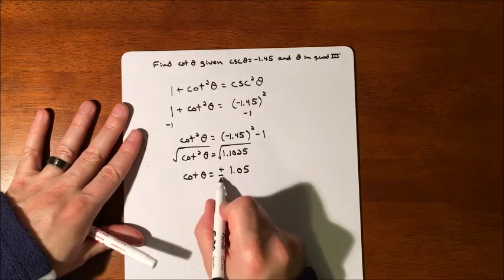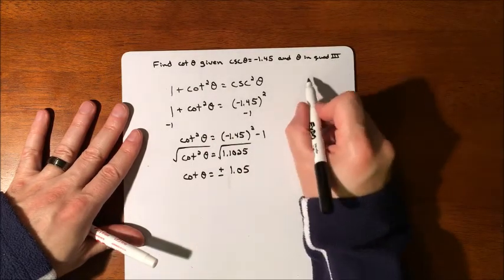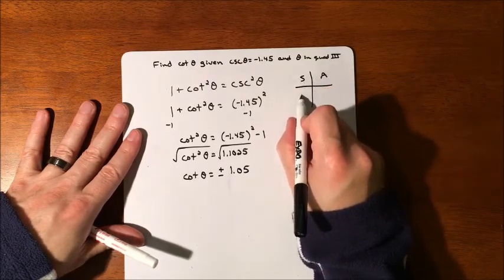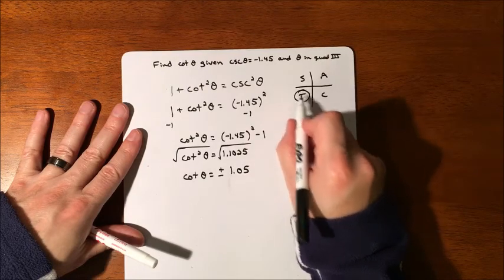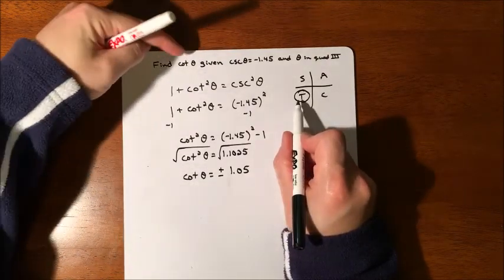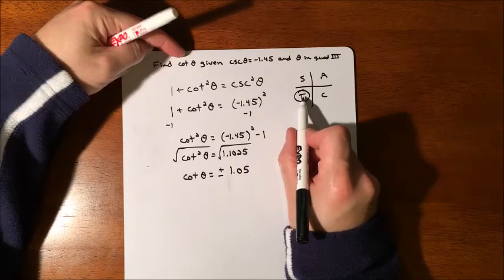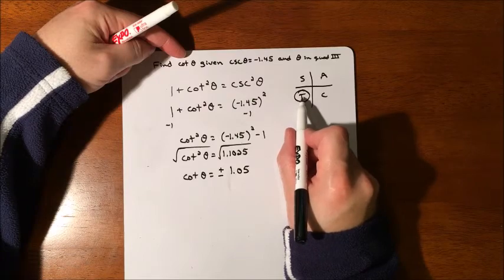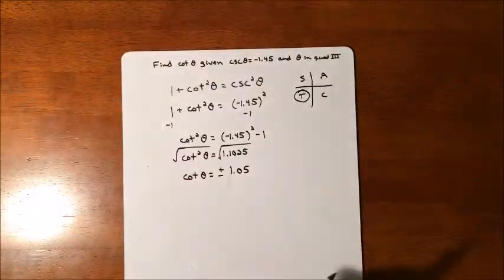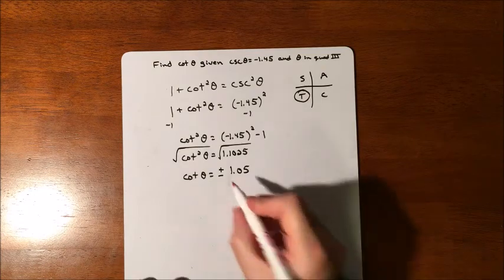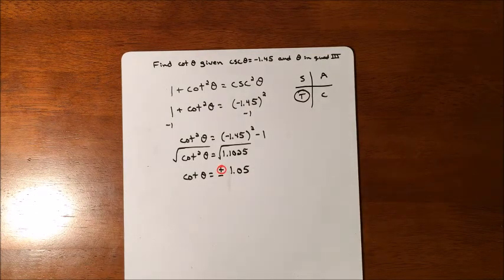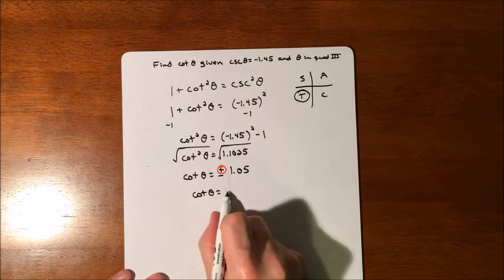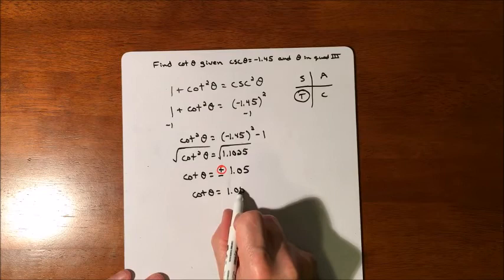Now how do I know if it's the positive? How do I know if it's the negative? That's where the quadrant 3 part kicks in. So quadrant 3 is down here. So hey, smart trig class. So we're down here. We're doing tangent. Well, cotangent is the reciprocal of tangent. So if tangent's positive, cotangent's positive. If tangent was negative, cotangent would be negative. Well, in this quadrant, tangent is your positive. So I want the positive answer out of this. So I have a final answer of cotangent theta equals a positive 1.05.